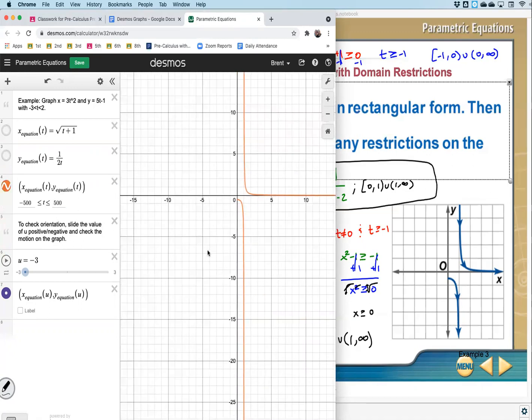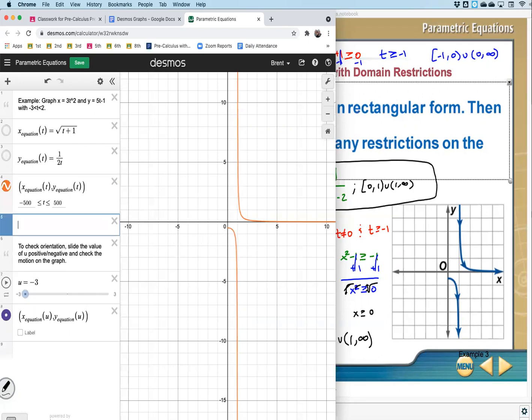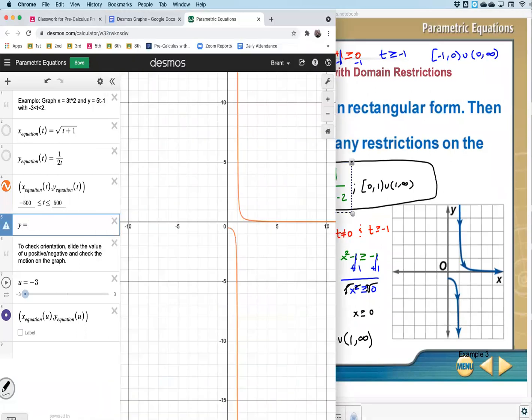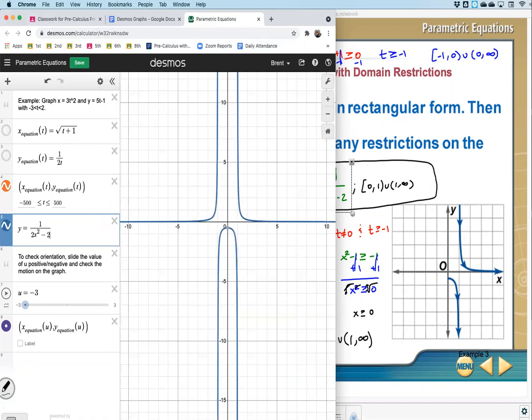So there's my graph. And if I look at the domain here, I can check and see that this graph does not go left of 0 and it doesn't equal 1. I have an infinite discontinuity there. And the graph is just totally undefined on the negative side. There's nothing there. So it appears that if we got our answer right here, let's graph this in green: y equals 1 over 2x squared minus 2, that my graphs do in fact match on the right side. I just can't have the left side.